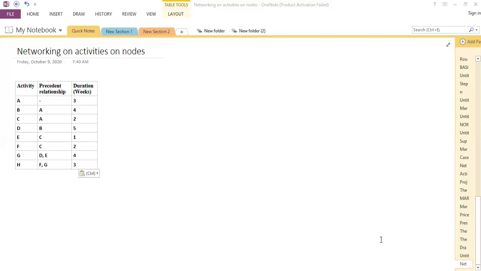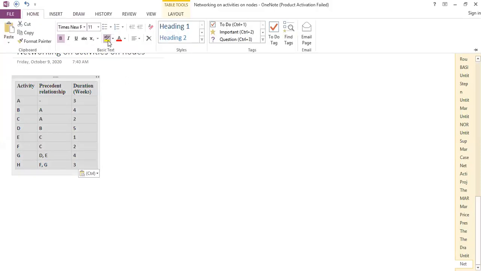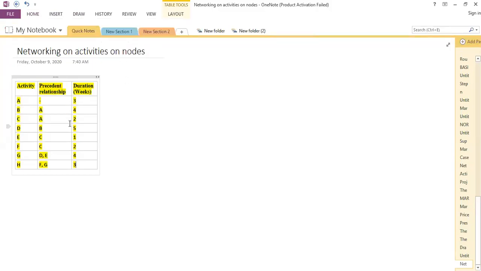I think this is better because it has the editing guide. So I just want us to look at this and see whether we can draw the network with the activities on the nodes. This one, I think, is feasible enough for you to understand the flow of the project.